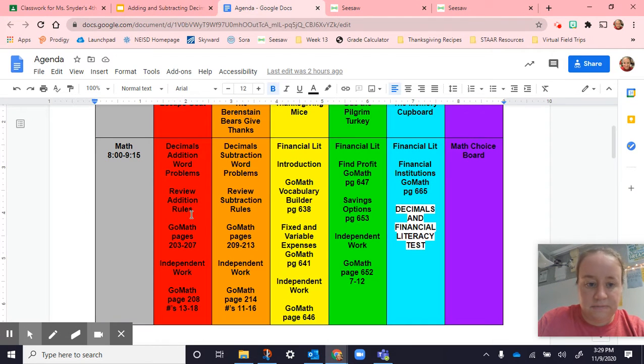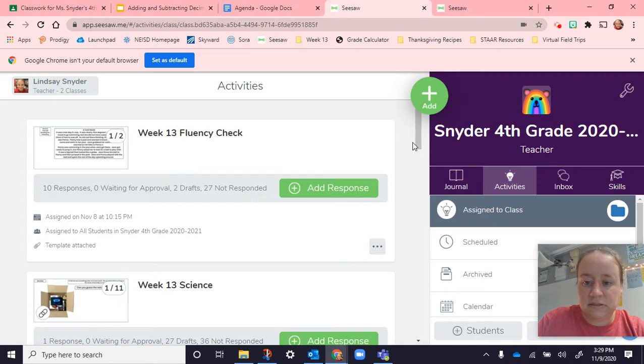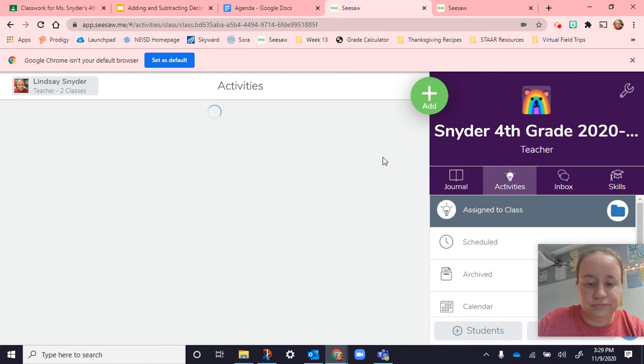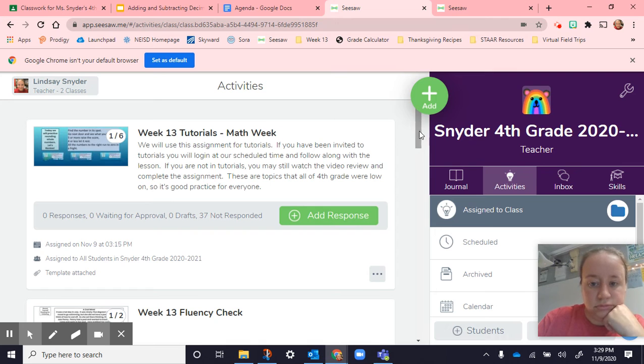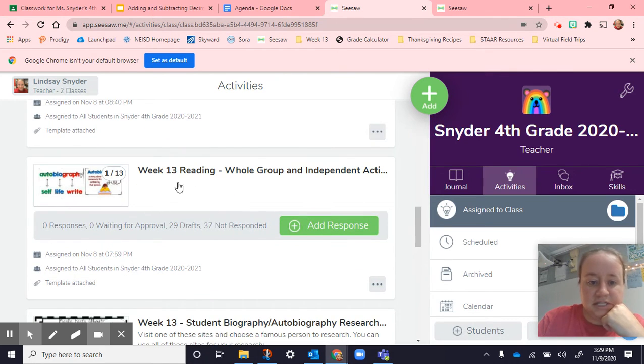Then on the agenda, all right, we reviewed that, we did that. All right, into reading. So reading is in Seesaw. Under activities, go to week 13, reading, whole group, and independent.